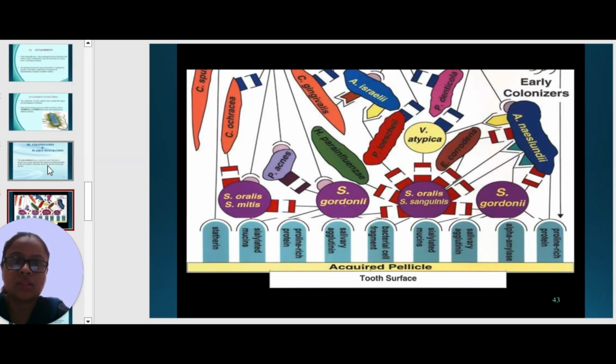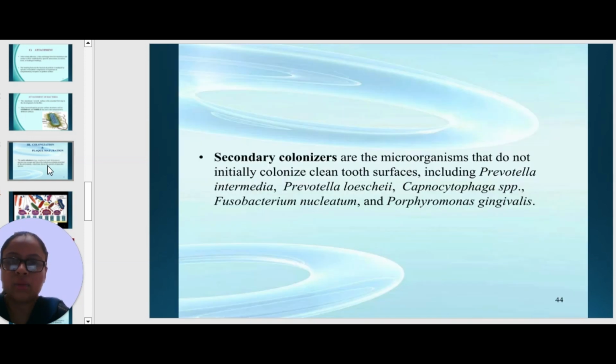In most of that, gram-positive bacteria are there. And when we are performing scaling, the number of these bacteria reduces. But when these bacteria remain in the oral cavity for a longer time, their number increases and they convert into secondary colonizer and lead to periodontitis in the patient. Secondary colonizers are mostly the bacteria that cause chronic periodontitis or aggressive periodontitis in a patient.